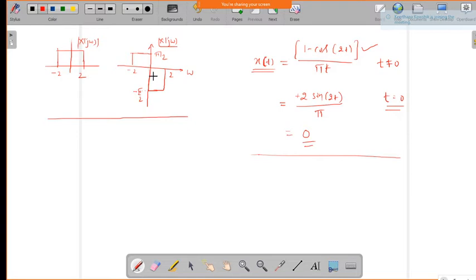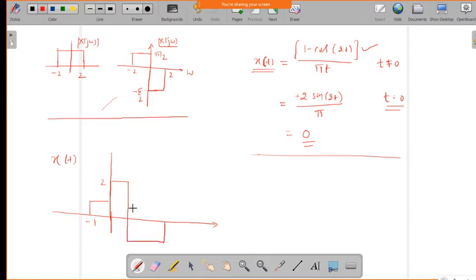Now you can try one more problem and we'll finish this Fourier transform. Take this problem. x of t is given: from minus 1 to 0 the value is 1, from 0 to 1 the value is 2, and from 1 to 3 the value is minus 1. So this is the x of t signal. Now find the Fourier transform of this signal, x of j omega.